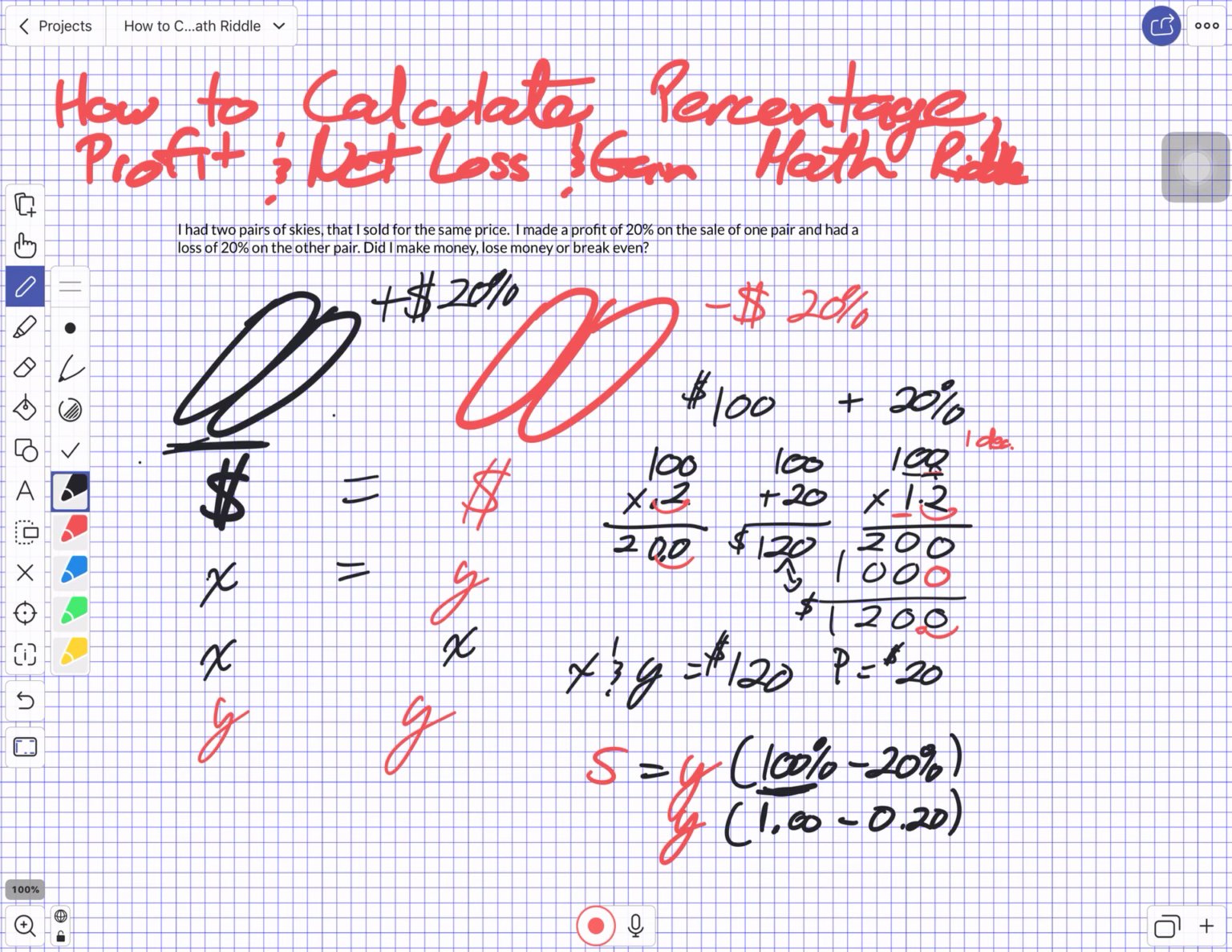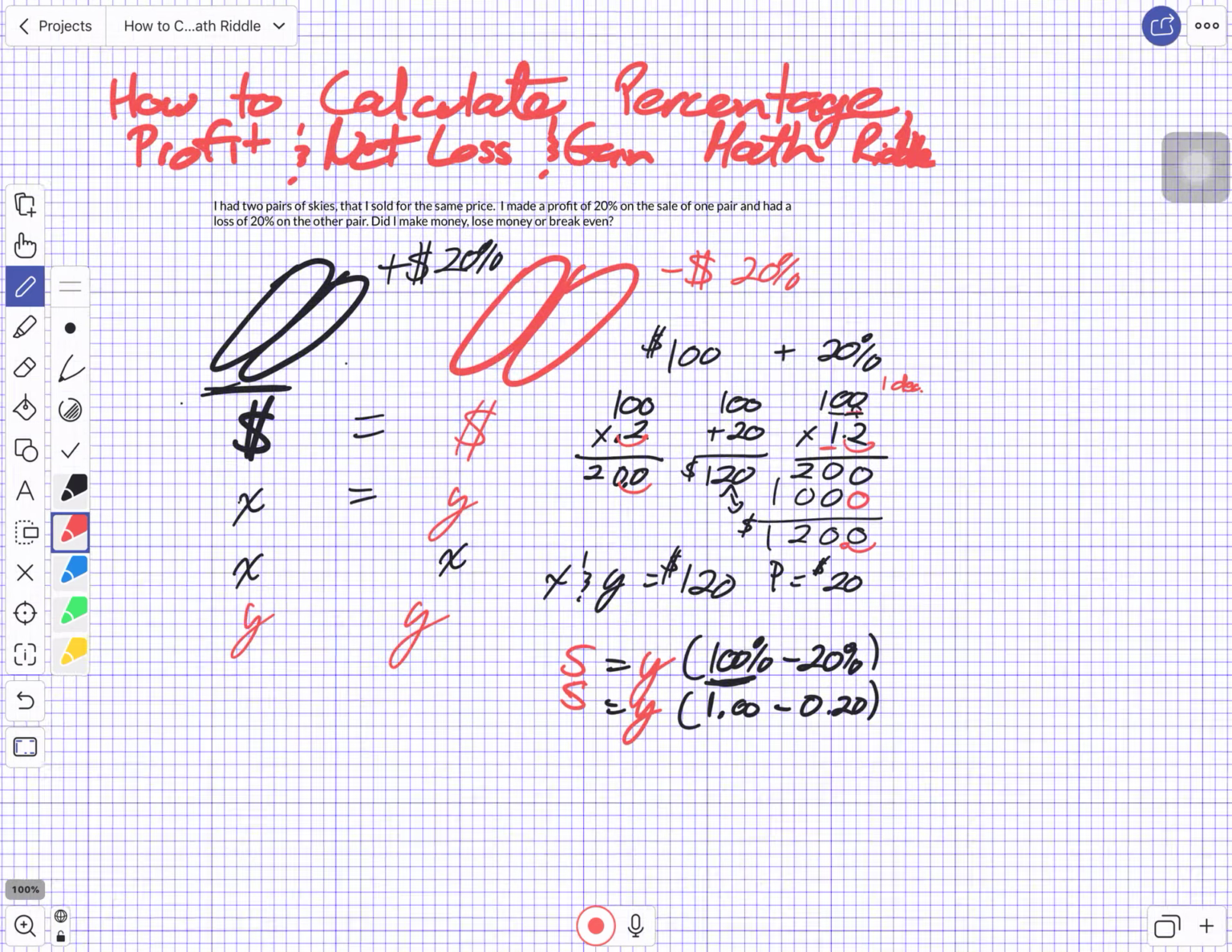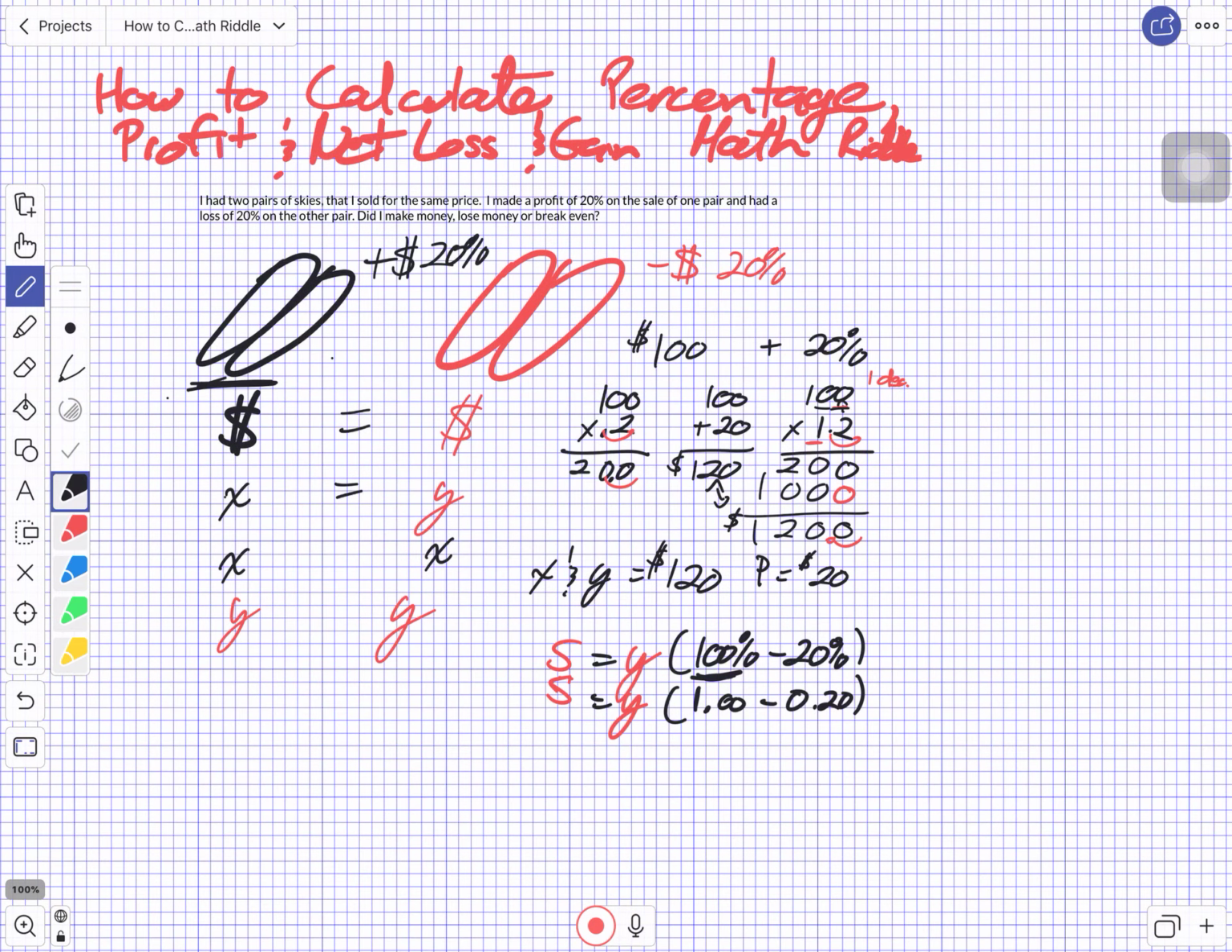Again, 100% times y is the original price, but we're going to lose that 20%. So what we can do in this case is 1 subtract 0.2, which ends up being 0.8, and that's really important here. Essentially, we got 80% of the original amount that we sold this for. So we still have two variables here, the sale price, which is our S, and y is the original price.